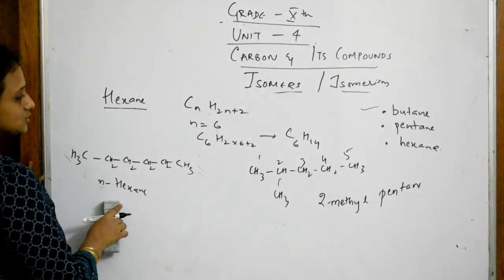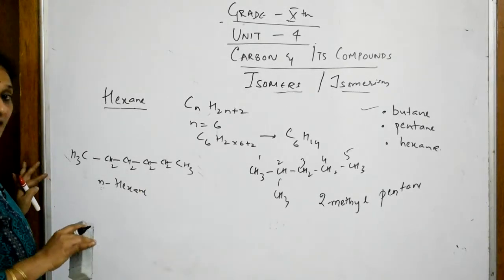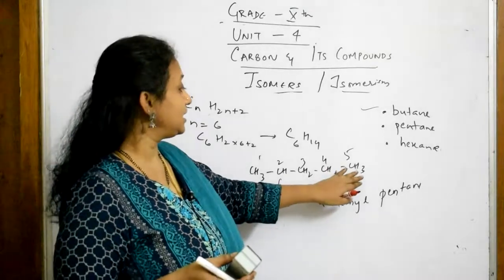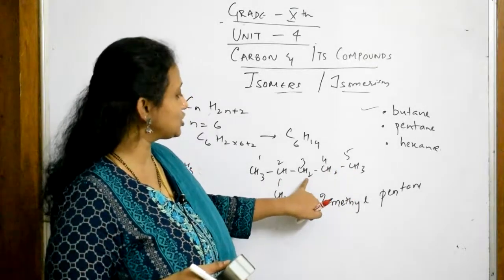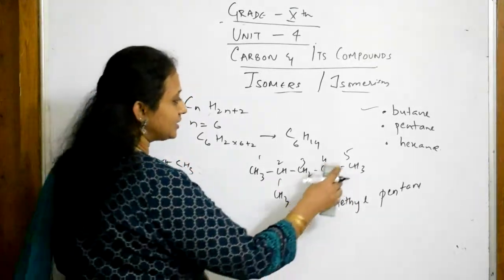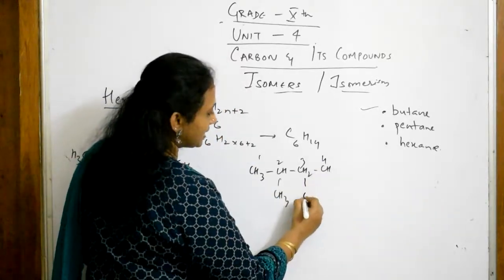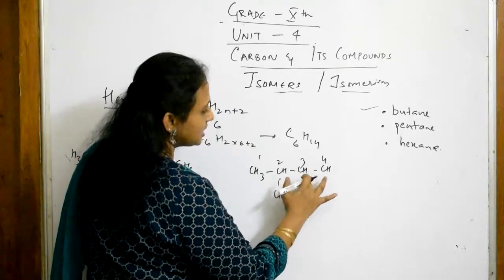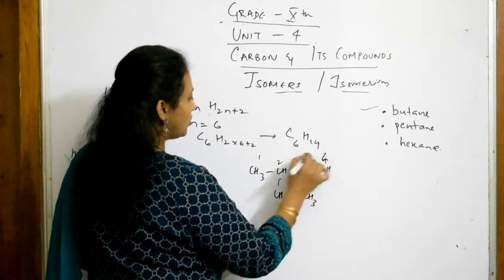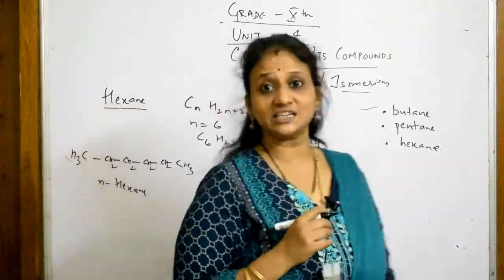So hexane is 1, pentane is 1. I can also take that and shift this methyl group also here. What will happen then? If I shift this methyl group, right? See here, I'm going to try this. So I have to change this hydrogen. Now let us count 1, 2, 3, 4. Now let us name this.